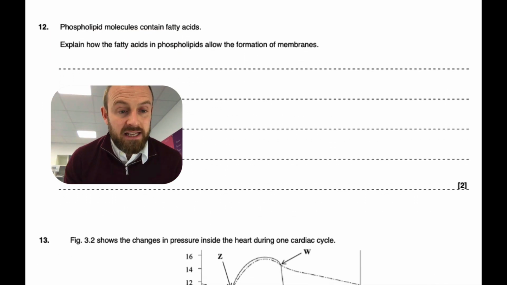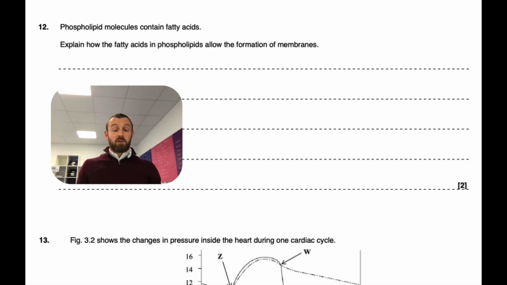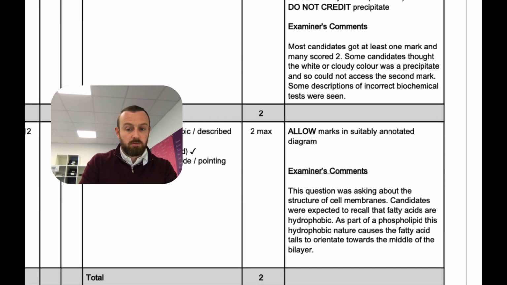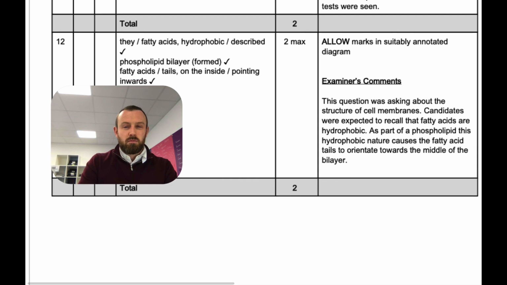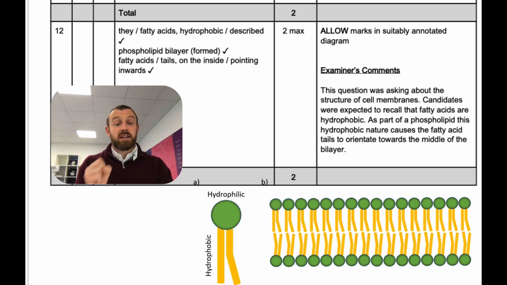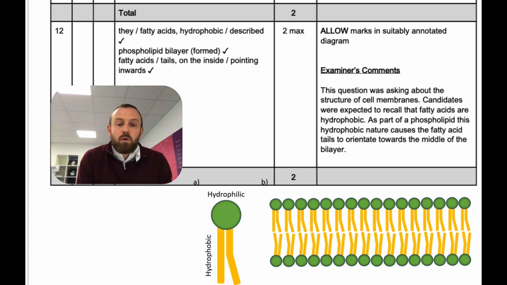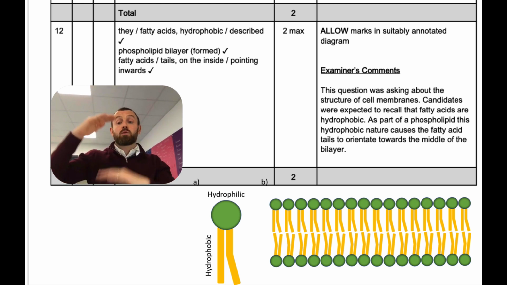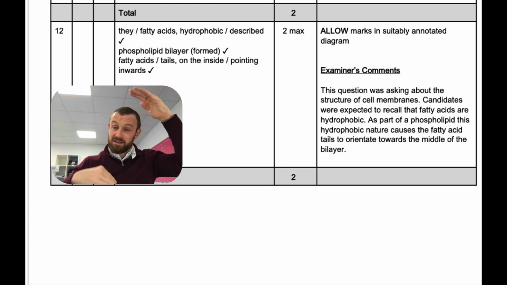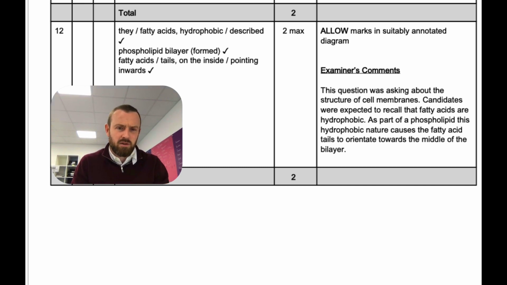Phospholipid molecules contain fatty acids. Explain how the fatty acids in phospholipids allow the formation of membranes. Let's just go straight to the mark scheme for this one. It should be a fairly easy question. What you needed to say was that the fatty acids are hydrophobic, which means that they cluster together. The phospholipid bilayer is formed, and the fatty acid tails are pointing inwards. You could also have said that the phosphate groups are facing outwards, forming hydrogen bonds with water on either side. Sometimes I've seen this question as a 3-marker or even a 4-marker, which requires you to give a bit more detail.